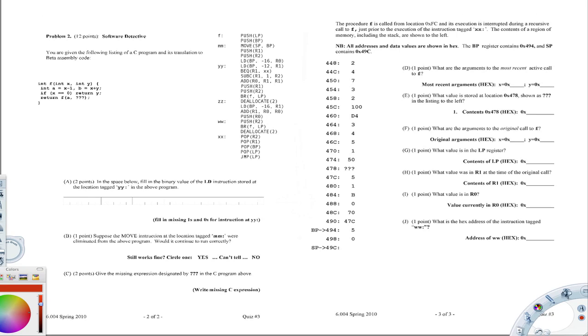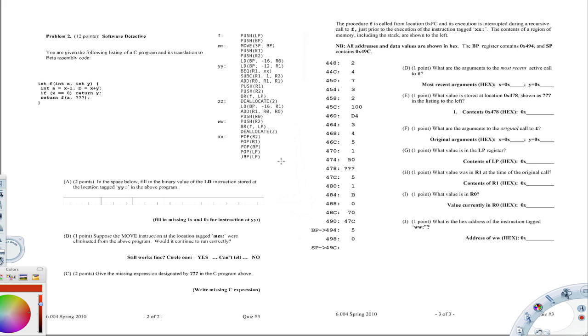This is Spring 2010, quiz number 3, problem number 2. This is titled Software Detective. This is the kind of problem that we also refer to as a stack detective problem. These problems are going to test your knowledge of how procedure linkage and procedures themselves interact with the stack. So how we use this special data structure to keep track of arguments across various procedure calls.